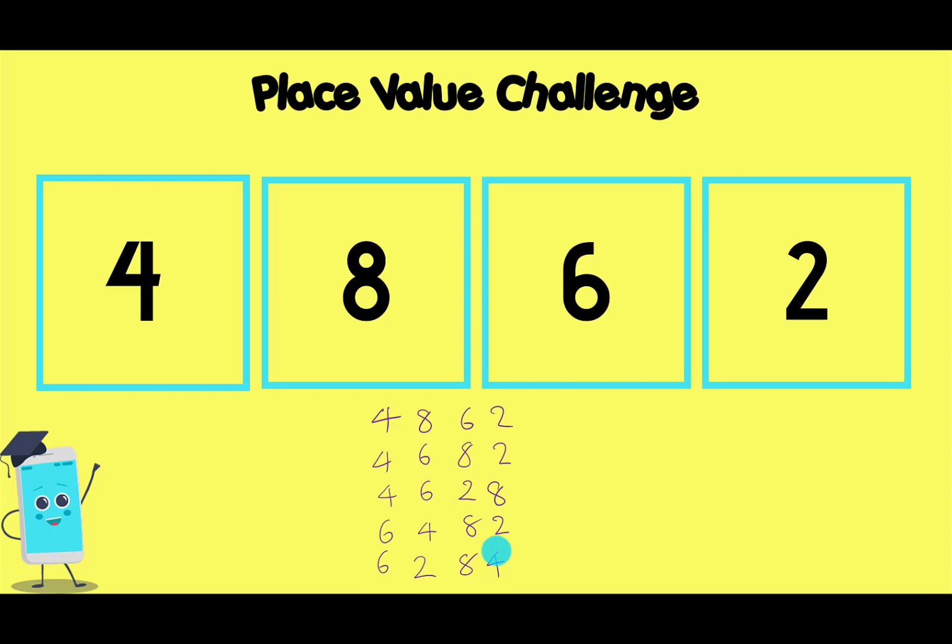It's endless. Well, it's not endless actually. There is an end. Maybe you could investigate that. Is there an end? How many different combinations can you find? But the question on your worksheet is to find the largest possible number and the smallest possible number.